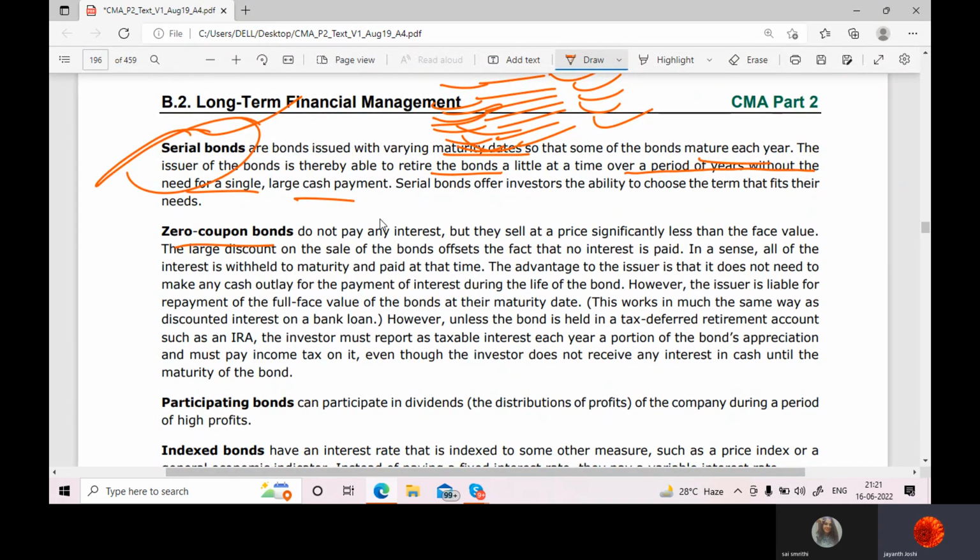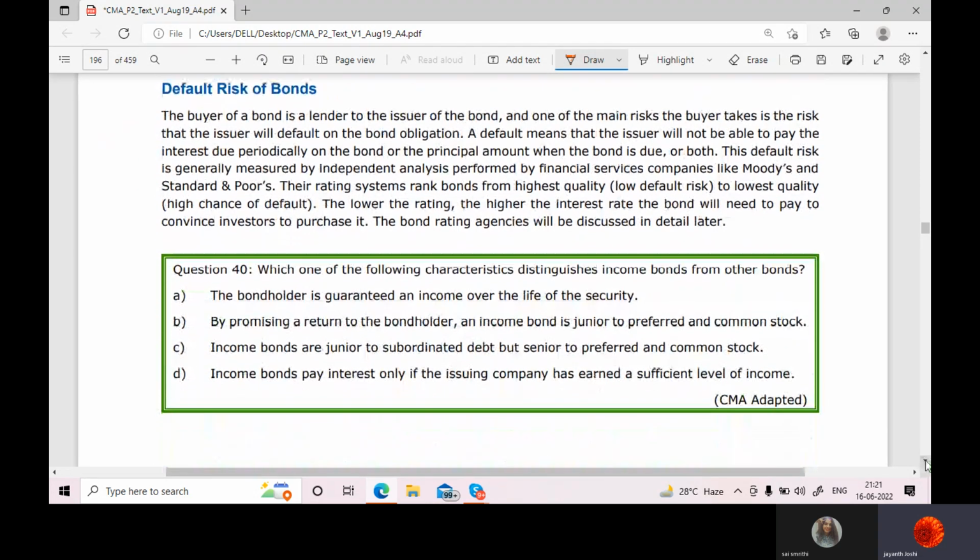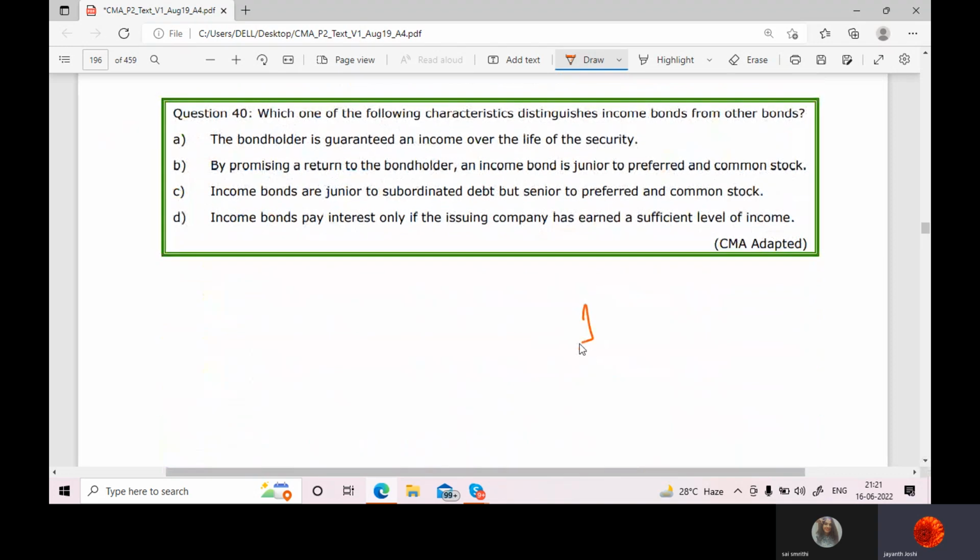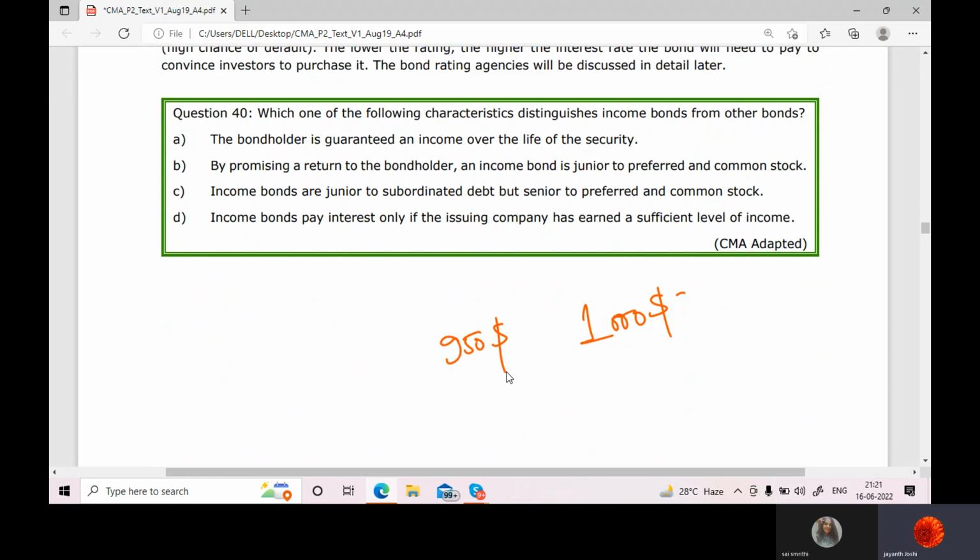Zero coupon bonds are the ones which do not pay any coupon, any interest. But you get good returns from them. How? Suppose a bond is issued at $1,000 and you bought it for $950. Generally, zero coupon bonds do not pay coupon, but the bonds are usually issued at a discount and redeemed at par. So issued at a discount of $50 and redeemed at par.